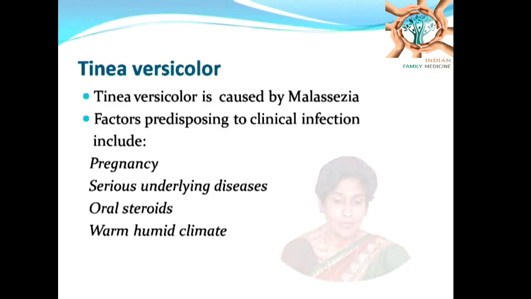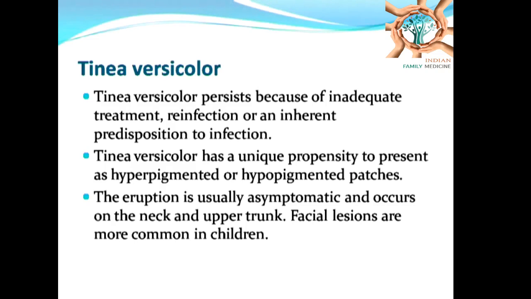Tinea versicolor persists because of inadequate treatment, reinfection, or an inherent predisposition to infection. And this is the reason why patients keep coming back to you with this infection. Now, tinea versicolor has a unique propensity to present as hyperpigmented or hypopigmented patches. The eruption is usually asymptomatic and occurs on the neck or the upper trunk. Facial lesions are more common in children.